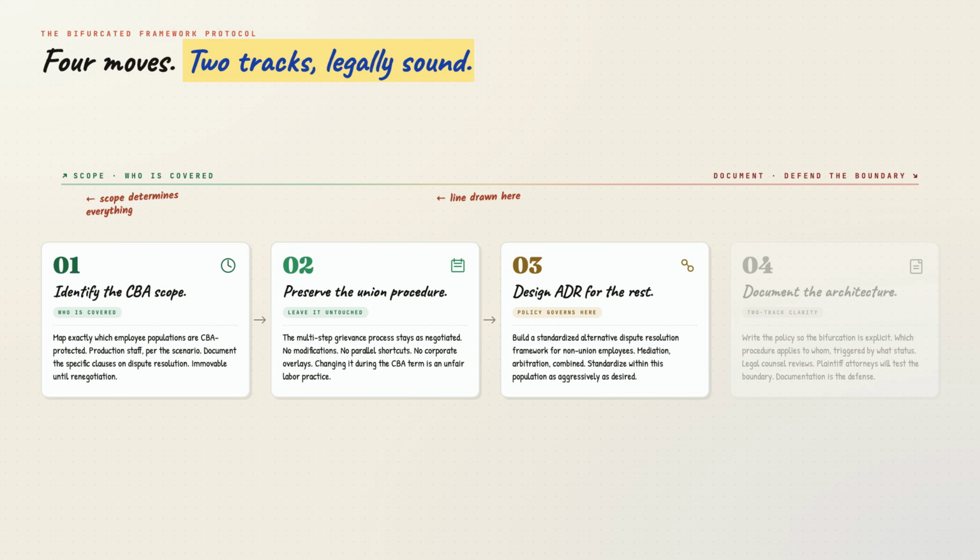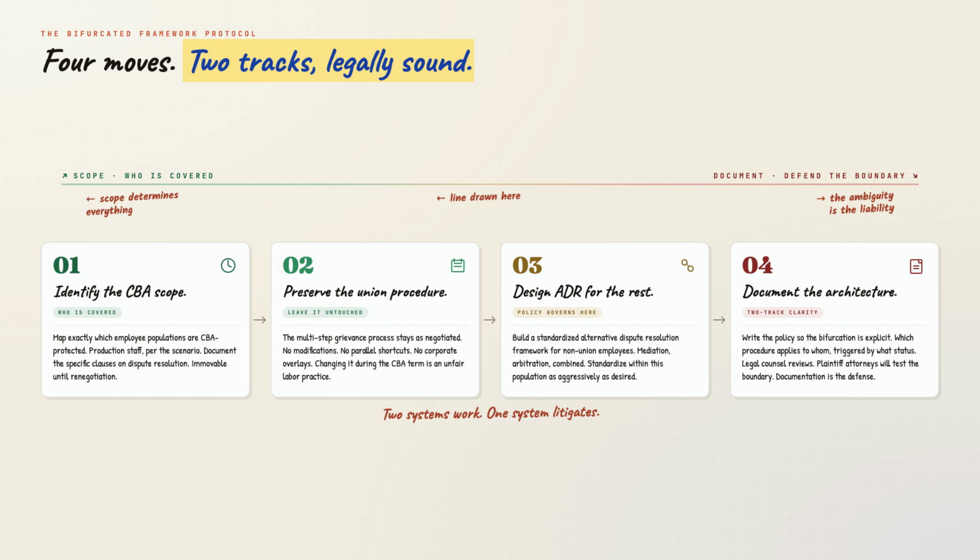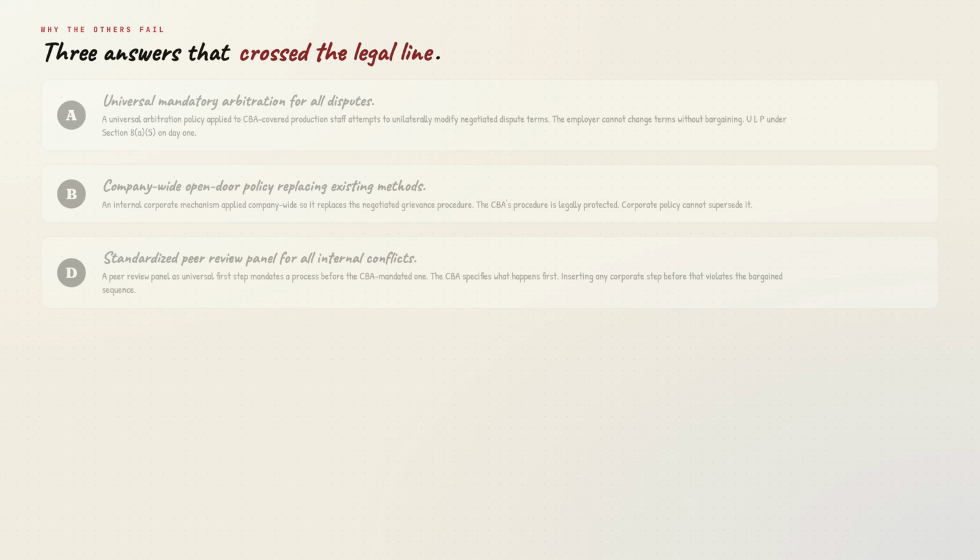Policy governs here. Move 4. Document the legal architecture. Write the policy so the bifurcation is explicit. Which procedure applies to whom? Triggered by what employment status? Legal counsel reviews. Plaintiff attorneys will test the boundary. Documentation is your defense. 2 systems work. 1 system litigates.